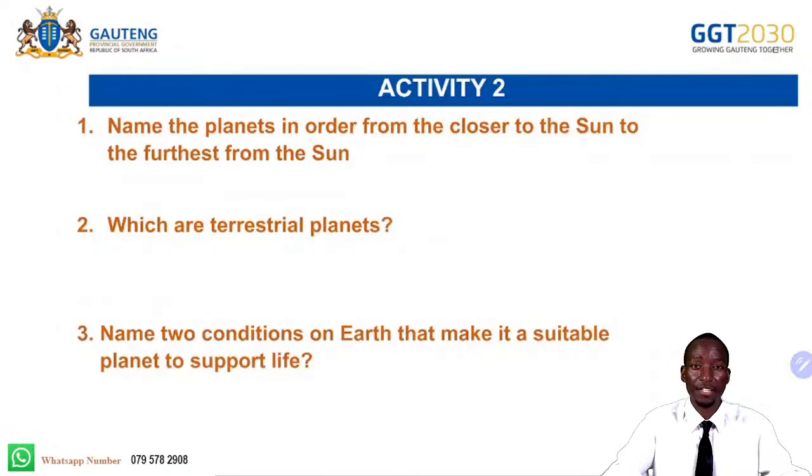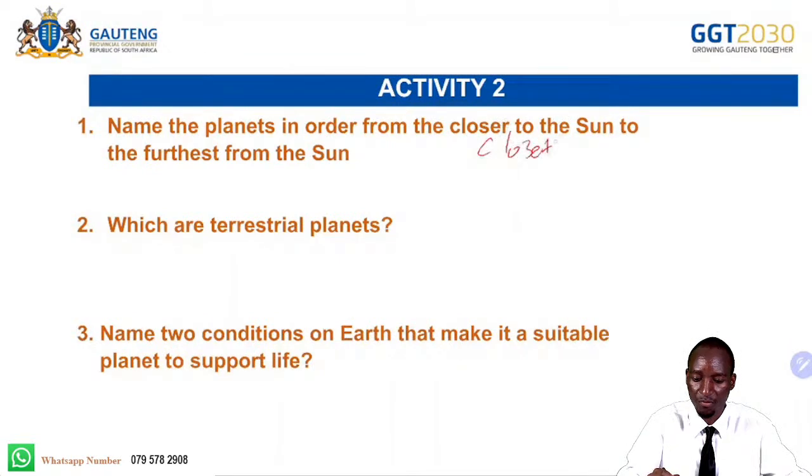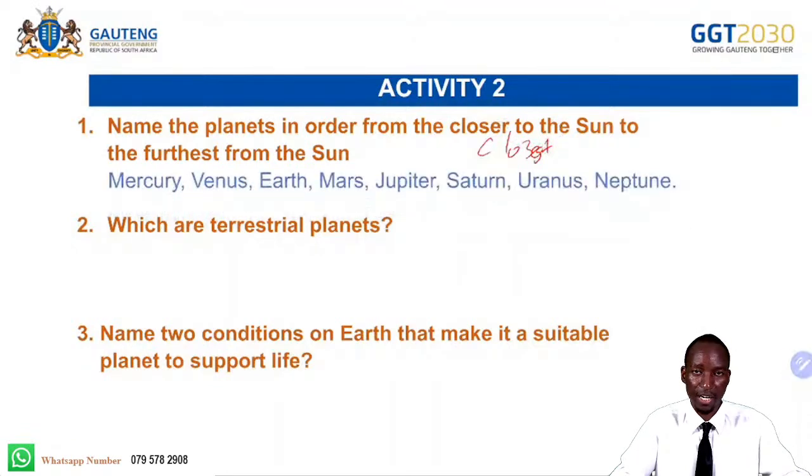Welcome back. Let us go through our activity and check out the solutions to each of those questions. Number one is supposed to name the planets in order from the closest to the sun to the furthest from the sun. Right. Let us look at the response for that one.